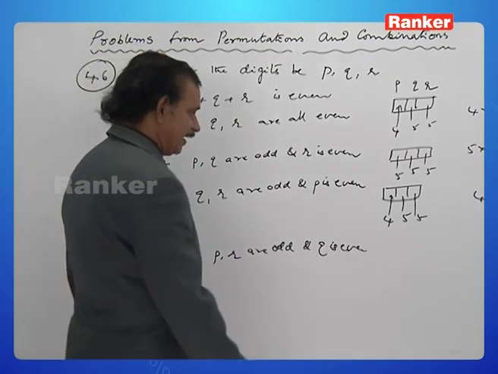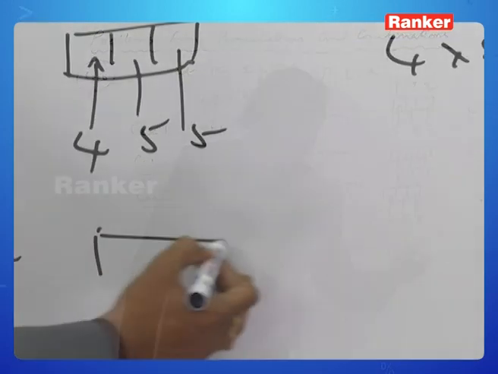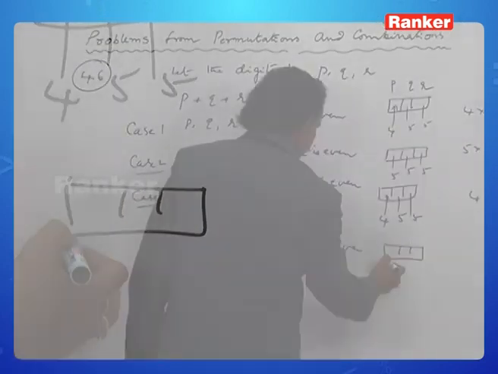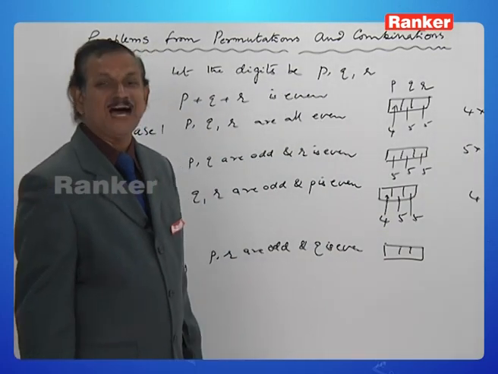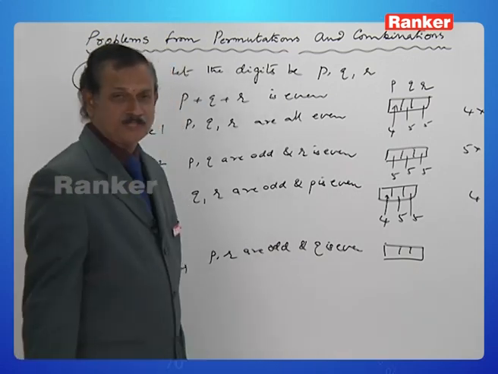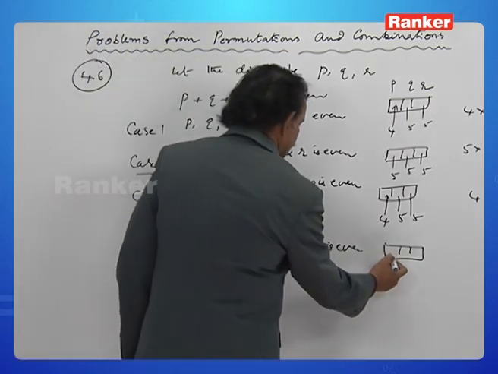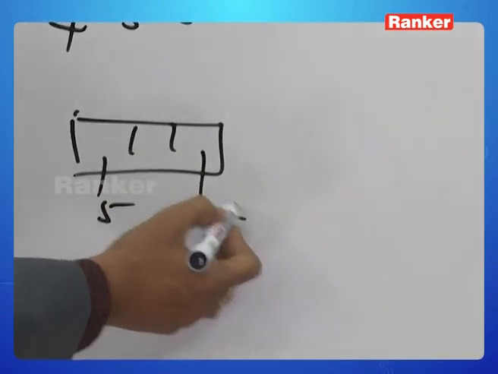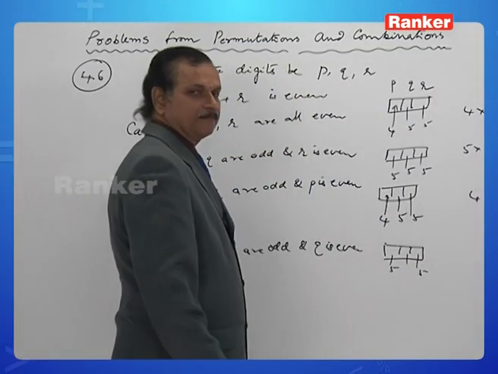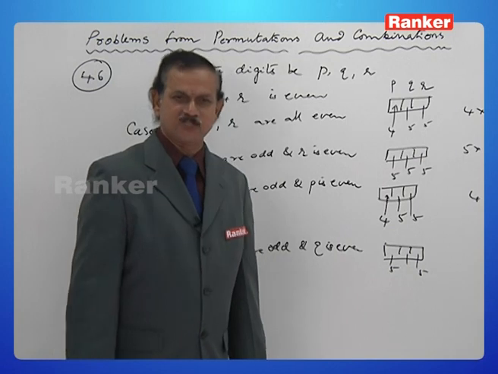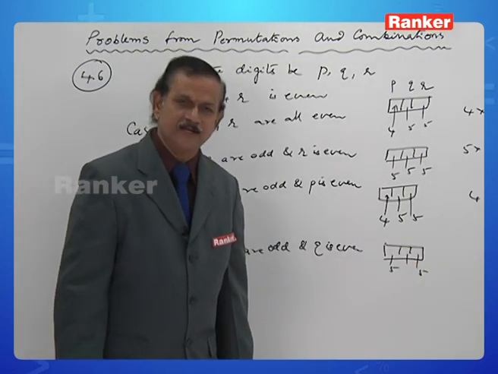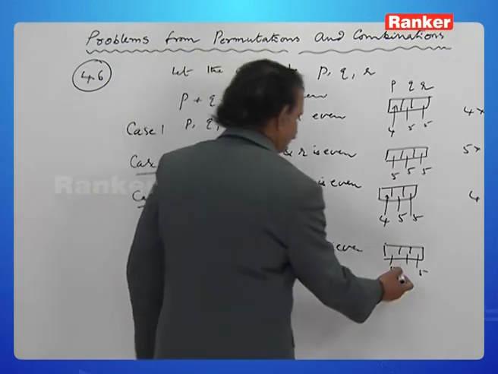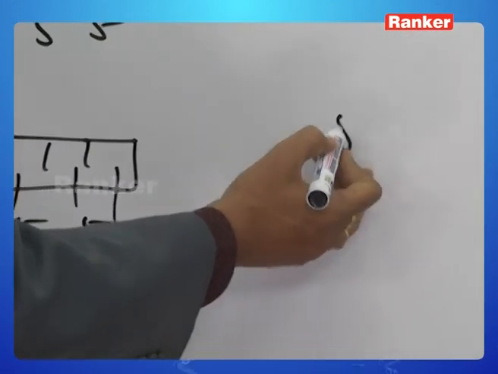What is the number of ways? Let us examine the 3 places. P and R, that is first place and last place, are odd numbers. How many odd numbers are there? 5 odd numbers are there. So this place 5 ways, this place 5 ways. What about the middle place? It must be even. How many even digits are there? 5. Can you have 0 there? Why not? You can. So it can also be done in 5 ways. Altogether 5 into 5 into 5.